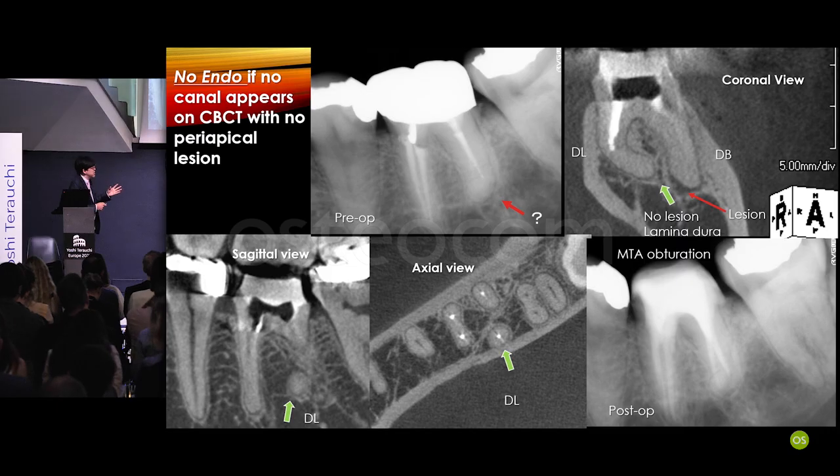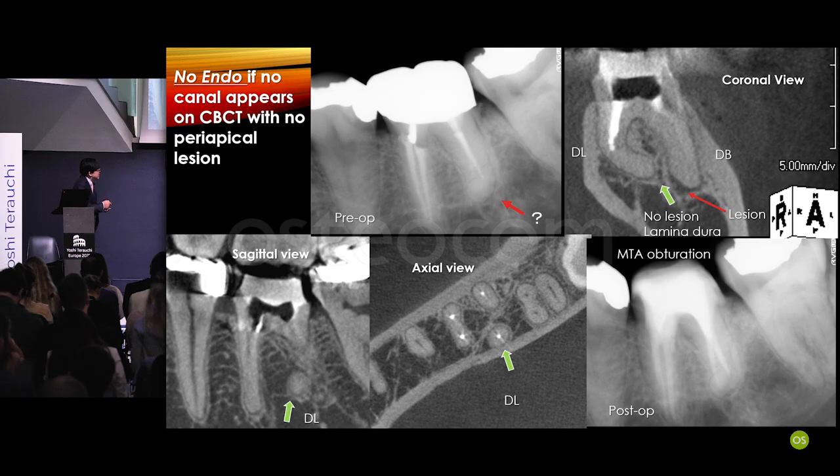And do you have to treat the tooth with no periapical radiolucency? It's not necessary. But how do you know that? You need to take CBCT. For example, the patient was symptomatic. Every time the patient bit on something, she had pain. So I took CBCT. I found a lesion on the distal buccal root, but there was no lesion on the distal lingual root. You see lamina dura completely reformed.